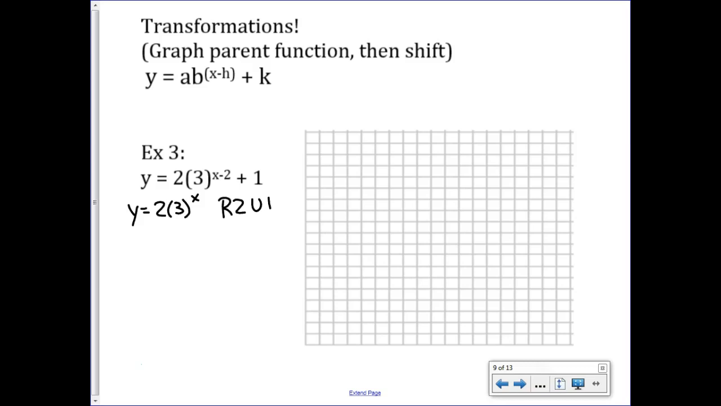So if I graph 2 times 3 to the x, my y-intercept is going to be (0, 2). And then when I plug in 1, I will get 6 out. So then when I translate that, if I move right 2, I'm at 2. If I move up 1, I'm at 3. If I move right 2, I'm at 3. If I move up 1, I'm at 7.